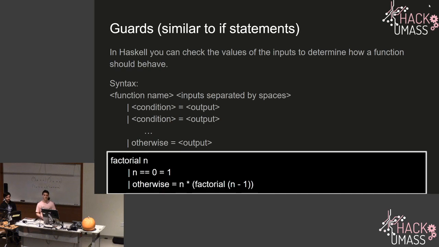So if we were to rewrite factorial of n, we write factorial space n, and the way you would read it is: if n is equal to 0, then factorial of n is equal to 1. Otherwise, if none of the above conditions are true, then factorial of n is equal to n times factorial of n minus 1. Any questions with this?